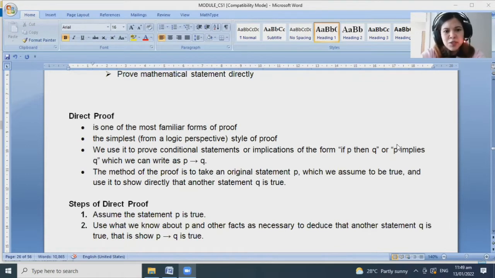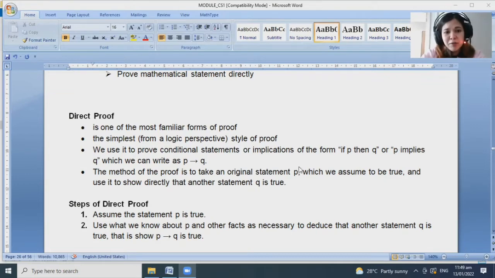Direct proof is one of the most familiar forms of proof in mathematics, the simplest style of proof from a logic perspective. We use it to prove conditional statements or implications of the form if P then Q, or P implies Q, which we can write as P → Q. The method of the proof is to take an original statement P, which we assume to be true, and use it to show directly that another statement Q is true.